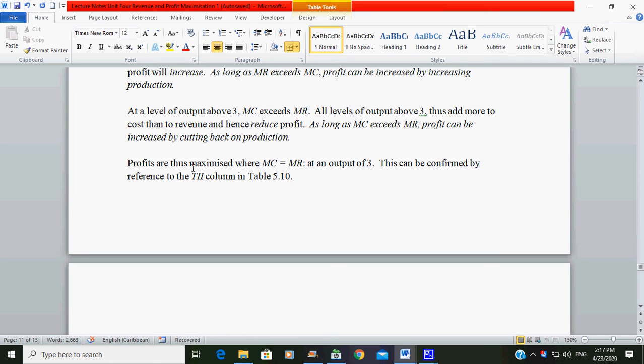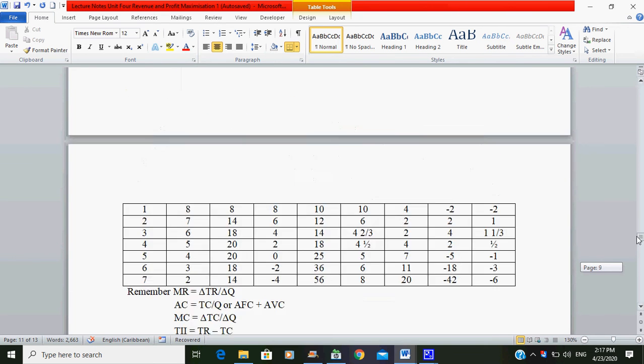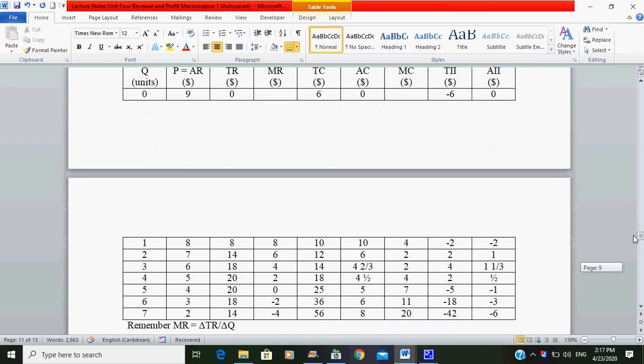This can be confirmed by reference to the total profit column in table 5.10. See it here? And output is what? 3, 4, 4.